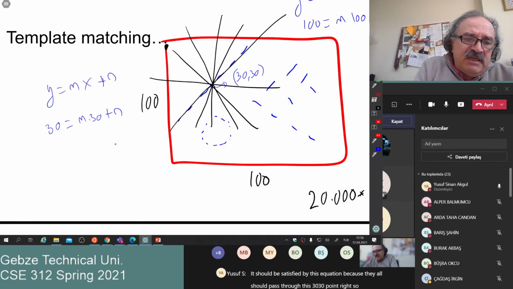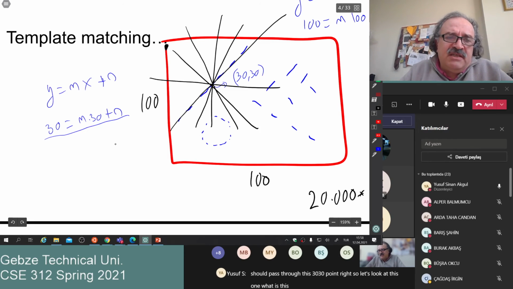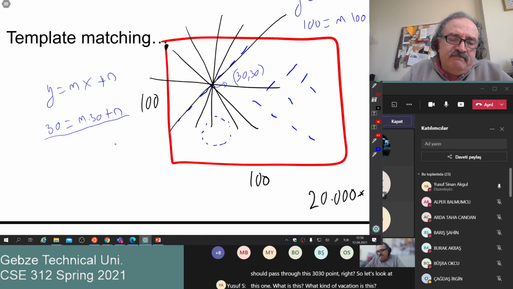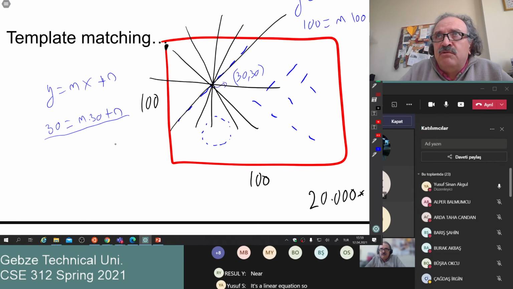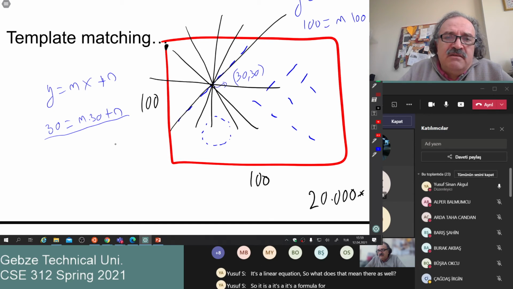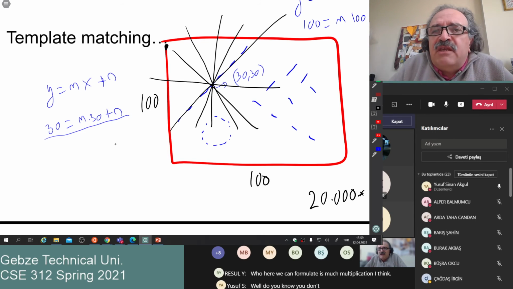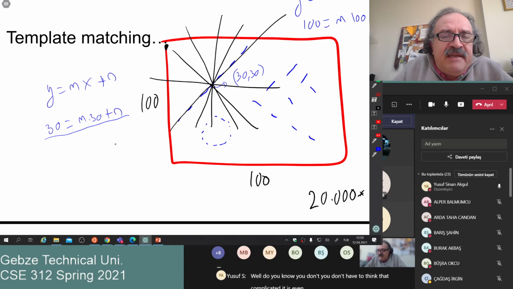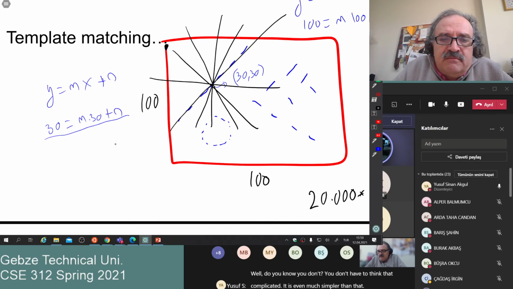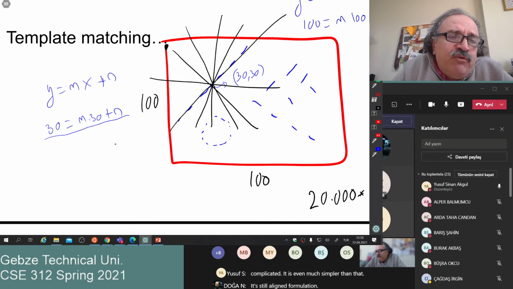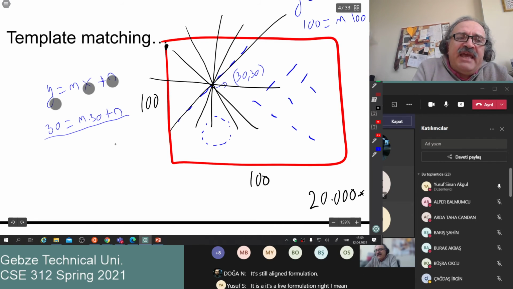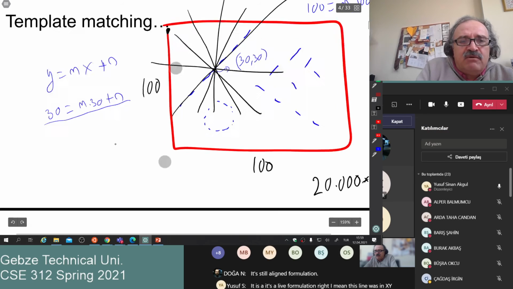So let's look at this one. What kind of equation is this? Linear. It's a linear equation. So what does that mean, Resul? It's a formula for what? We can formulate it as matrix multiplication, I think. Well, no, you don't have to think that complicated. It is even much simpler than that. It's still a line formulation, right? I mean, this line was in the XY coordinate system. This is in the MN coordinate system, right?